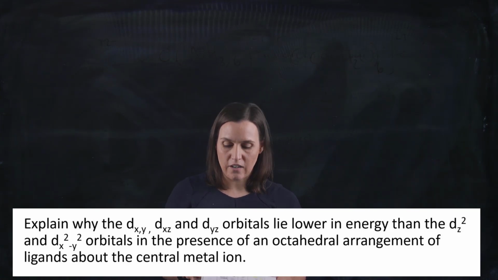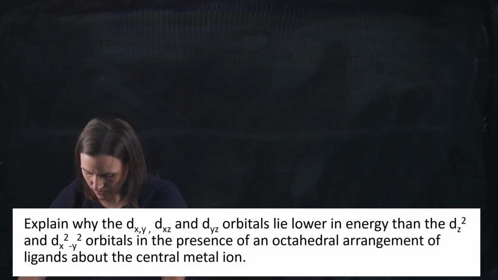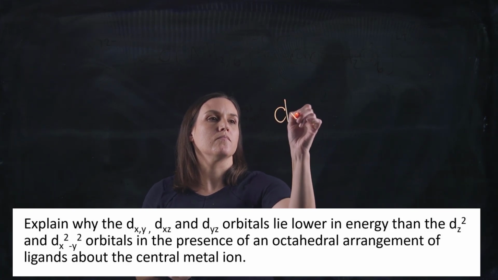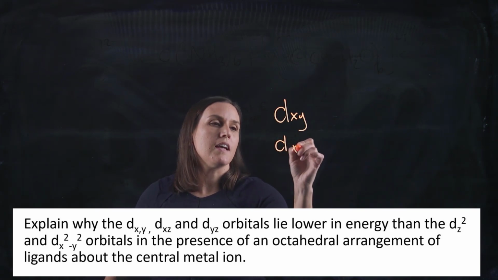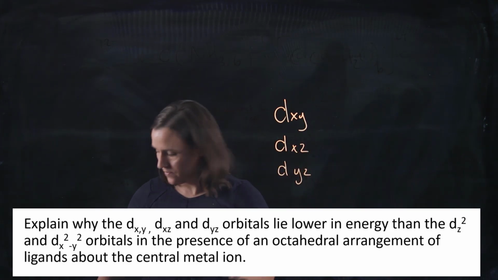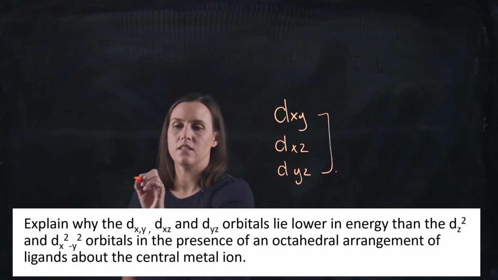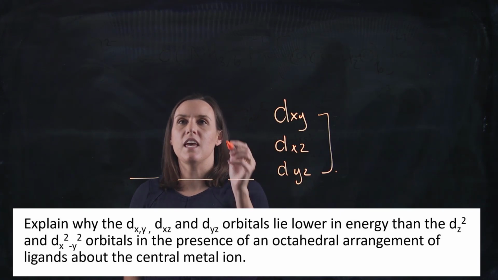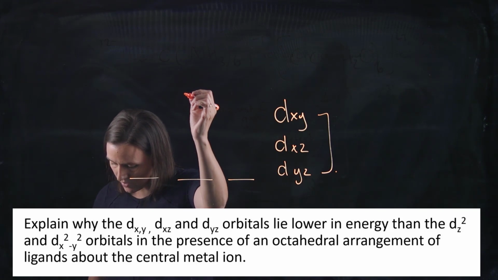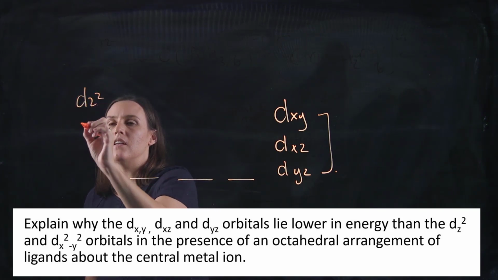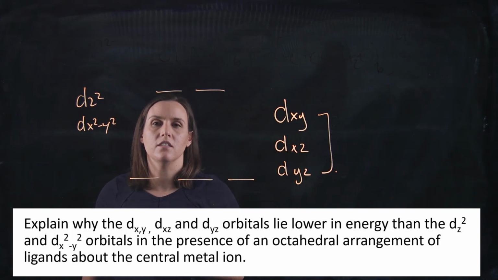So what it's saying here is that the dxy, the dxz and the dyz all have the lower energy level. Okay, so that's the three at the bottom. And then we have our higher ones, which are the dz squared and the dx squared minus y squared. So they're the two higher energy.